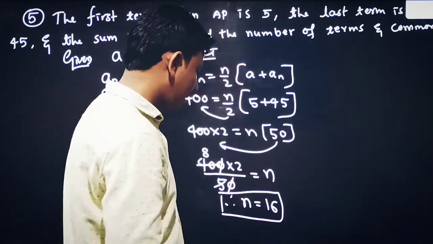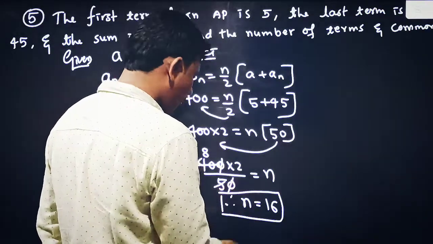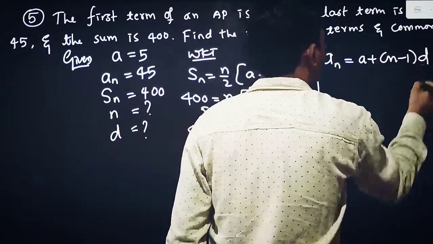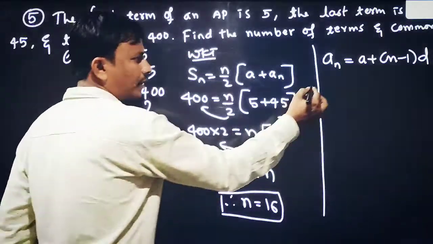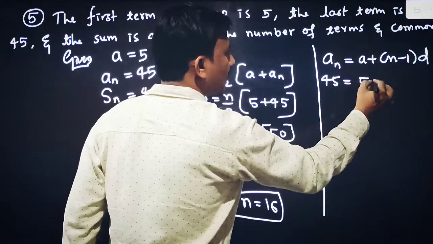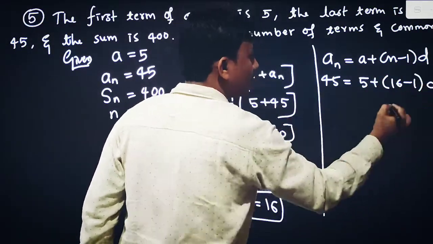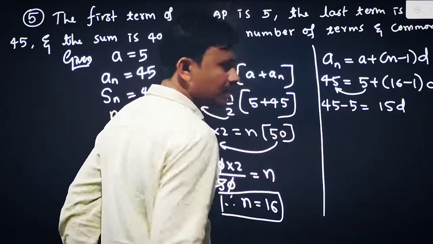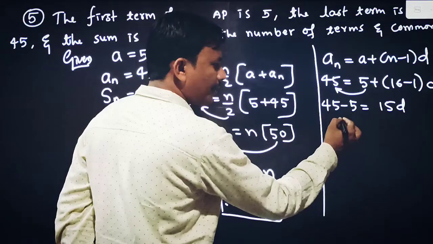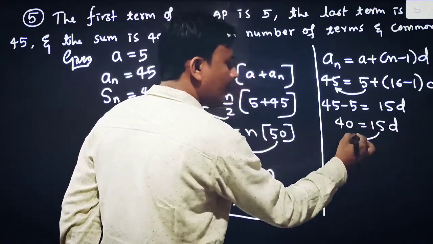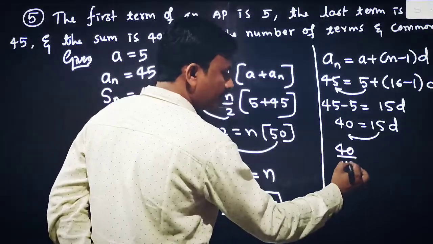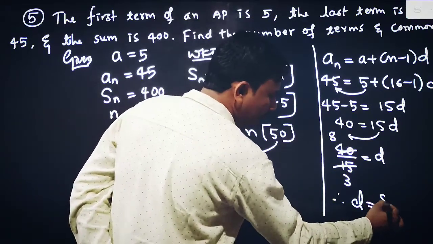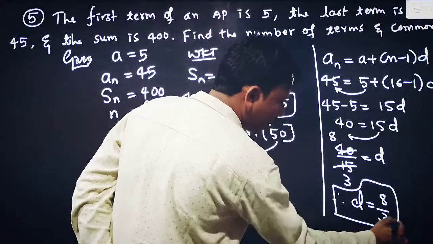What we need to find out here? D, common difference D. To find the common difference, you need to go for the an formula. an is equal to a plus in bracket n minus 1 into D. What is an value? 45. 45 is equal to a value is 5 plus 16 minus 1 into D. Plus 5 becomes minus: 45 minus 5 is equal to 15 into D. 45 minus 5 is 40, equal to 15 D. Into 15 will become divide. 40 divided by 15 is equal to D. Therefore D is equal to 8 divided by 3. This is the required solution.